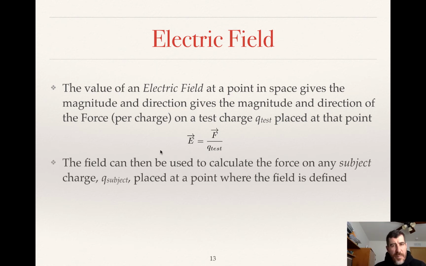And the nice thing about this is that once we know the electric field, the field can then be used to calculate the force on any subject charge, Q subject, placed at the point where the field is defined. So if we want to know what the force is due to this electric field, we just multiply Q subject, the charge of our particular charge that we're going to place at that point, times the value of the electric field at that point. And of course the units: forces we measure in newtons, charges we measure in coulombs if we're in SI units. So the SI unit for the electric field is the Newton per Coulomb.